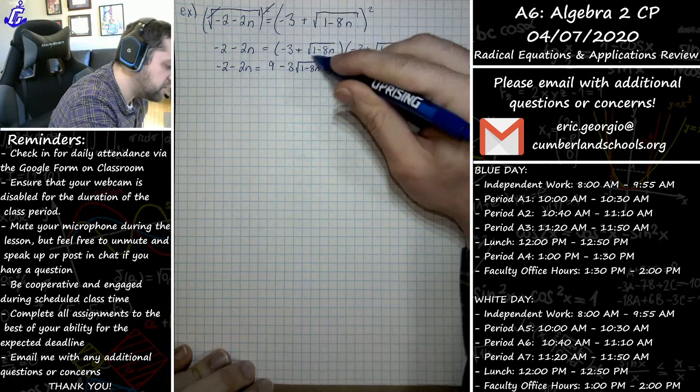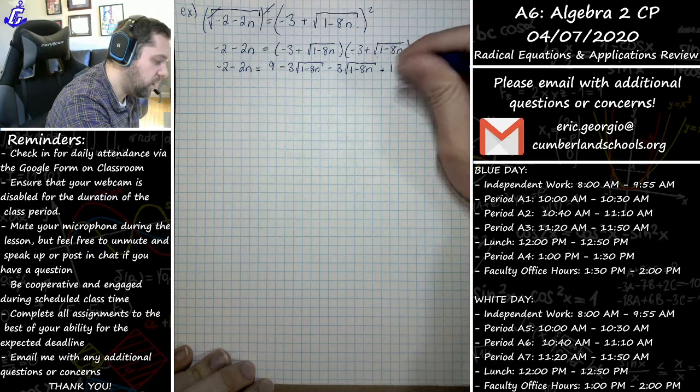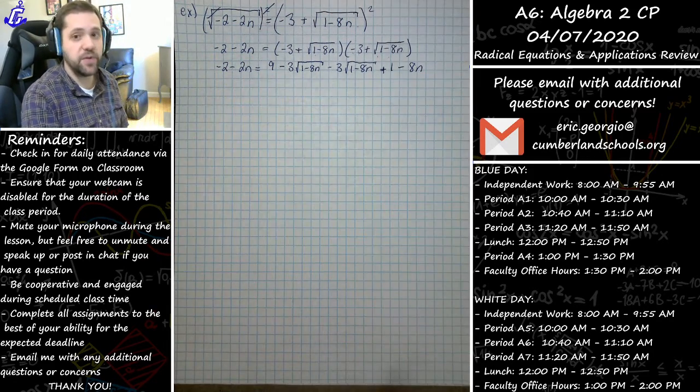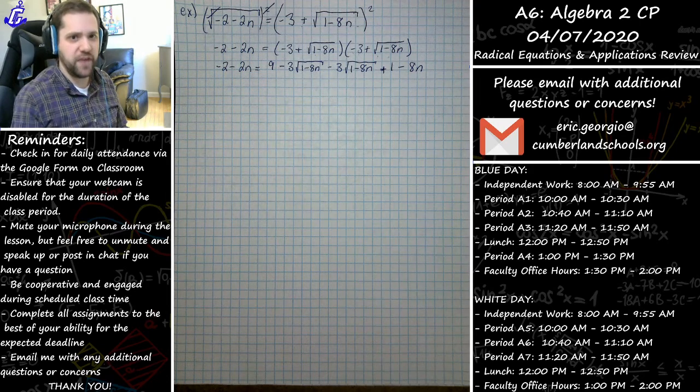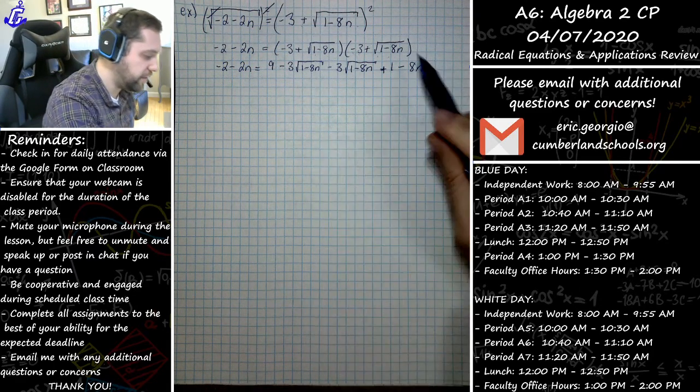And then lastly, the square root of 1 minus 8n times the square root of 1 minus 8n is just 1 minus 8n. Just like how saying the square root of 5 times the square root of 5 is the square root of 25, which is 5. The square root of 7 times the square root of 7 is the square root of 49, which is 7. The square root of any number times itself is equal to just what's under the radical.